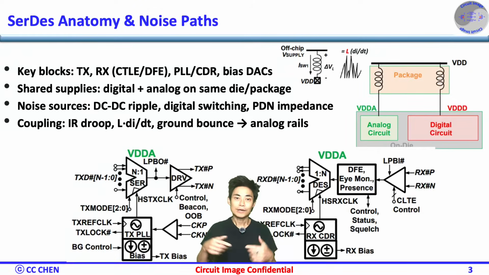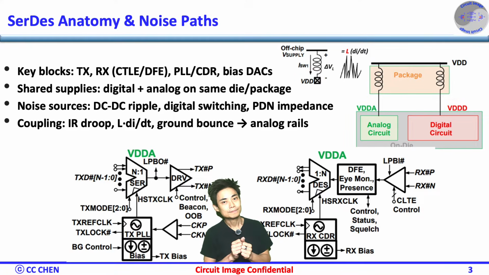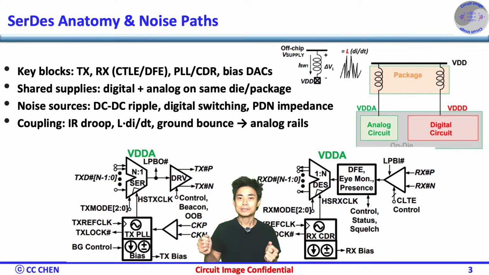Inside a SerDes, we have several key blocks: the transmitter, the receiver, and the timing circuits, the PLL and CDR, which are the heart of the system. A critical issue is that these sensitive analog timing circuits share the same silicon and package as noisy digital logic. This creates multiple pathways for noise to couple into the analog rail through mechanisms like IR drop and ground bounce, directly threatening the signal integrity of our high-speed signals.